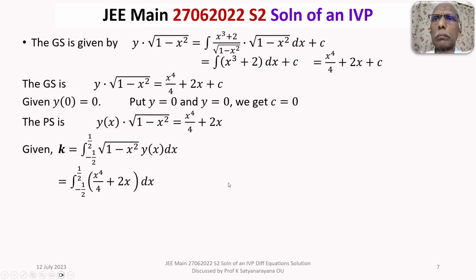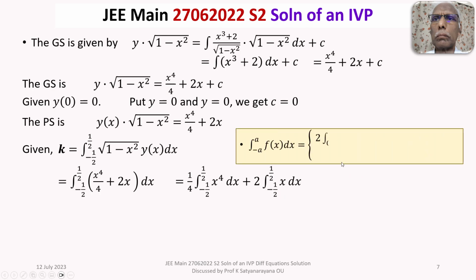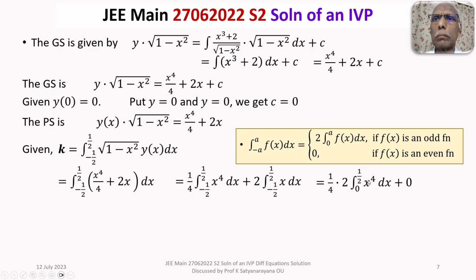Separate the integral. Integral of the sum is equal to sum of their integrals. So 1 by 4 integral from minus 1 by 2 to plus 1 by 2 of x to the power of 4 dx plus 2 times integral of x dx with the appropriate limits. Now look at here. X to the power of 4 is an even function, with limits minus a to plus a, so this will be 2 times the integral from 0 to 1 by 2 of x to the power of 4 dx. And x is an odd function. The integral from minus 1 by 2 to plus 1 by 2 of an odd function with respect to x is 0. That is the rule we have studied in our integration classes. Now this will be equal to 1 by 4 times 2 times integral 0 to 1 by 2 of x power 4 dx, because the odd function integral is 0.